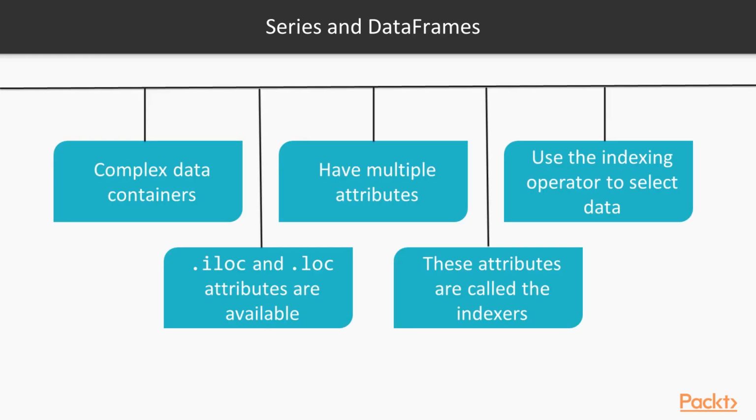Series and data frames are complex data containers that have multiple attributes that use the indexing operator to select data in different ways. In addition to the indexing operator itself, the iloc and loc attributes are available and use the indexing operator in their own unique ways. Collectively, these attributes are called the indexers.